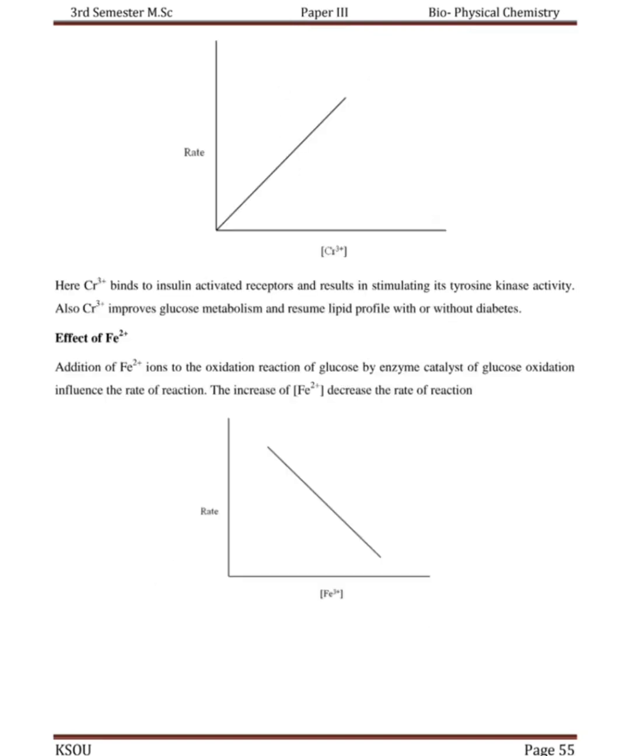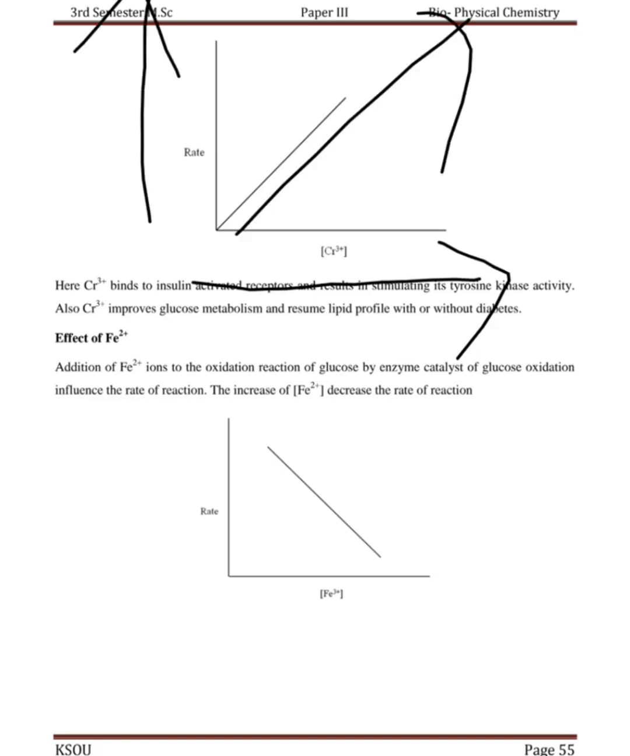While addition of chromium to receptors or proteins, when chromium is added the rate of reaction also increases, that can be seen here. So why are we going to use chromium? Chromium acts in tyrosine kinase activity. Tyrosine kinase activity is nothing but a signaling agent which acts inside the body.